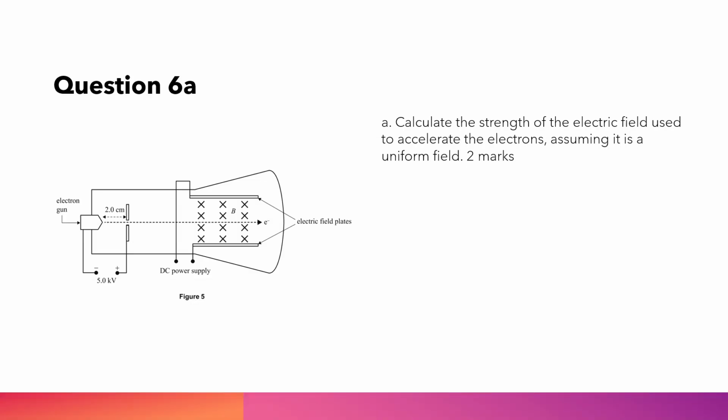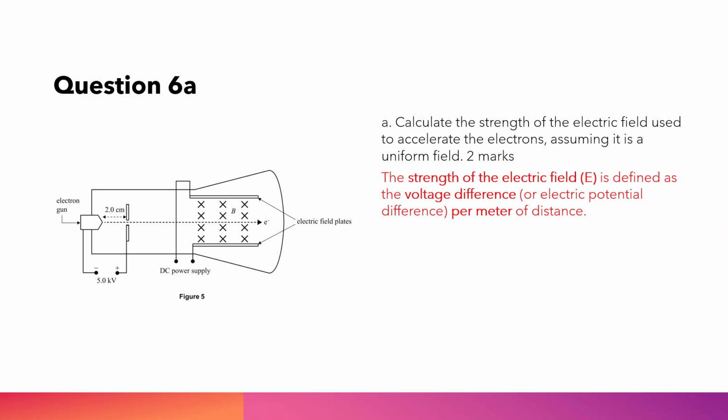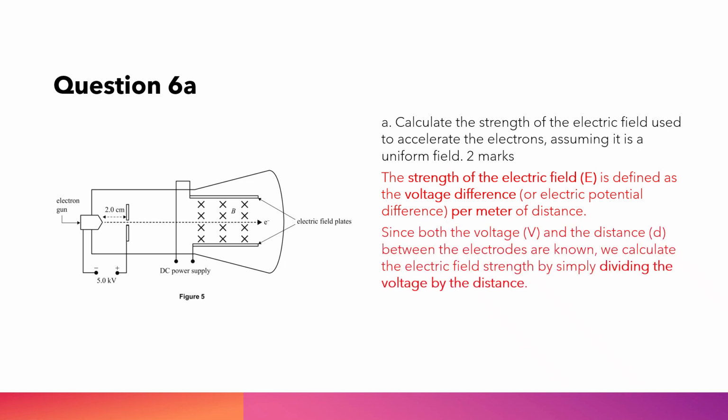The strength of the electric field, E, is defined as the voltage difference, or electric potential difference, per meter of distance. Since both the voltage, V, and the distance, d, between the electrodes are known, we calculate the electric field strength by simply dividing the voltage by the distance.